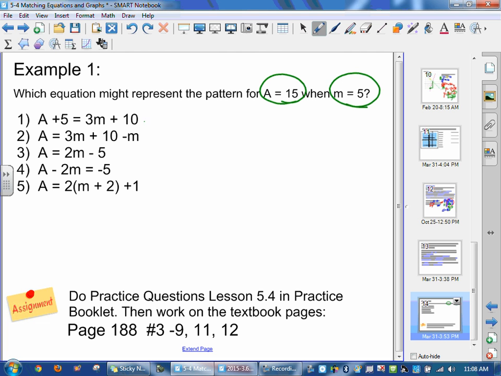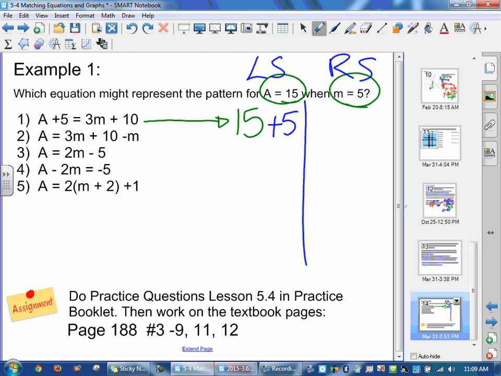That's my left side of my equation. Left side, right side over here. And then it tells me that m is 5. So 3 times 5 plus 10. So I put my 5 in for m. And now I solve both sides.